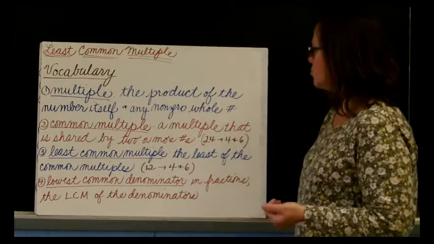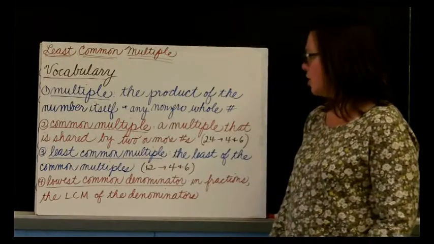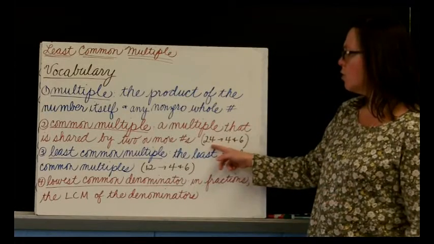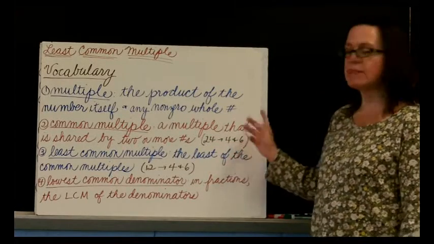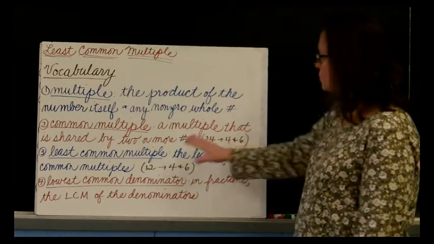A common multiple is just what it means, common. A multiple that is shared by two or more numbers. So for instance, the number 24 is a multiple of both 4 and 6. So it is a common multiple of these two factors.